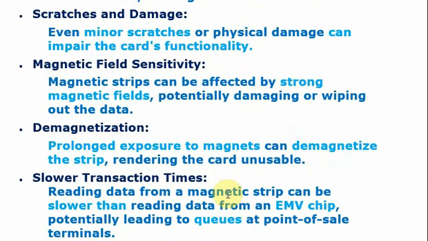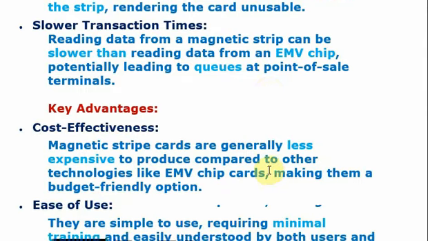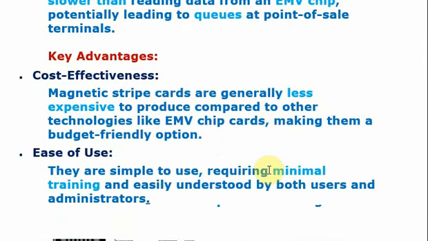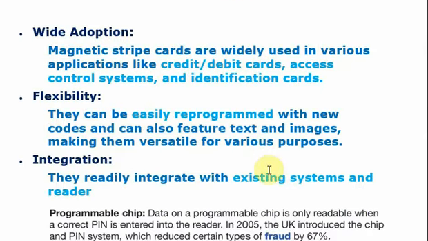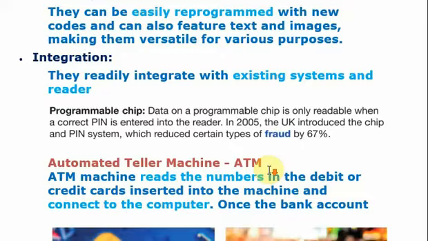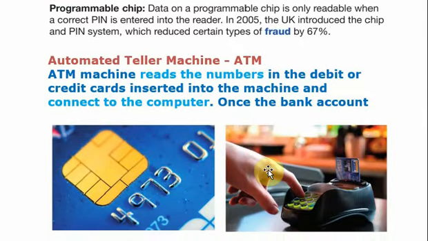Slower transaction compared to other card types. Advantage is cost effective and easy to use. These are the additional things we can provide. The next is programmable chip and PIN. Now here two-factor authentication is used.